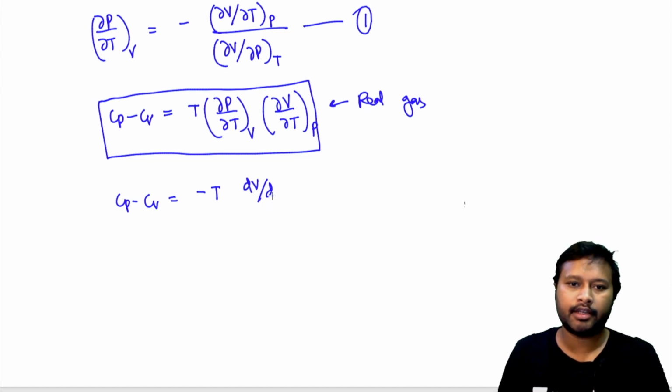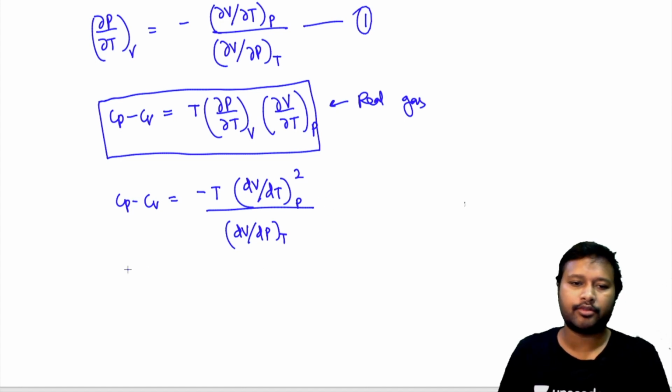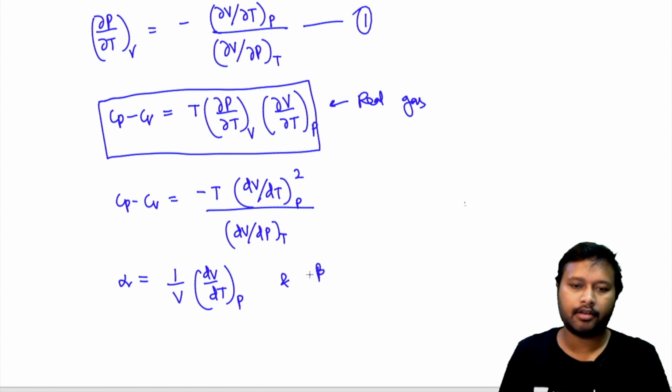So (dV/dT) at constant P whole square, divided by (dV/dP) at constant T. This is what you are going to get. And now you know the values, because alpha is equal to 1 upon V times dV/dT at constant P, and here instead of beta it is given as kT, which equals minus 1 upon V times dV/dP at constant T.